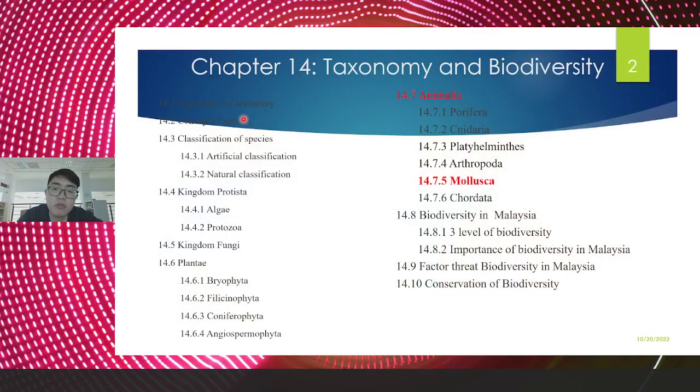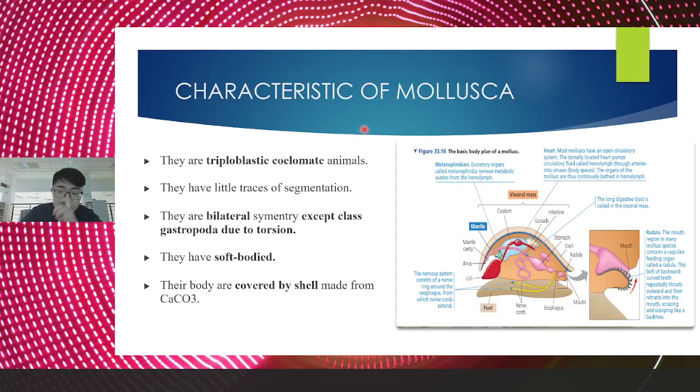Okay, for this video I will only explain the characteristics of phylum Mollusca. The characteristics of Mollusca, if you see this picture, are under the basic body plan. If you see this kind of picture, what can you refer to? Snail, right? So this is the basic body plan of a snail.